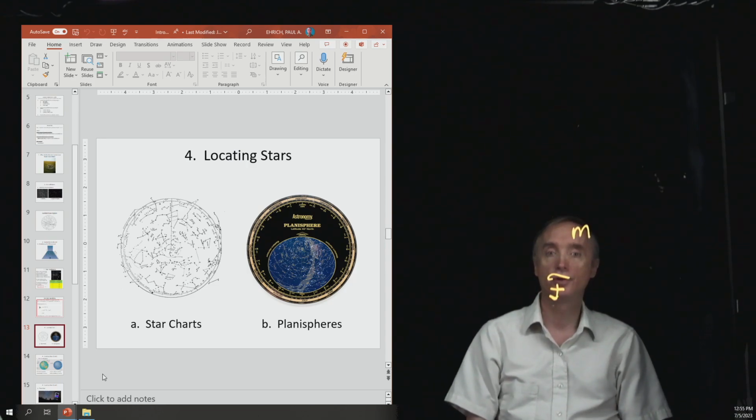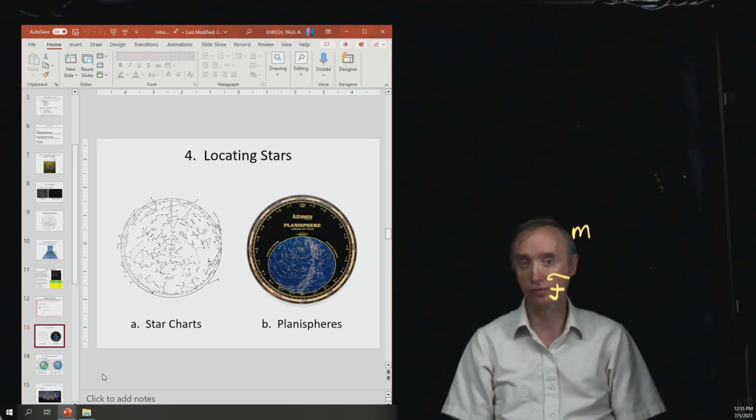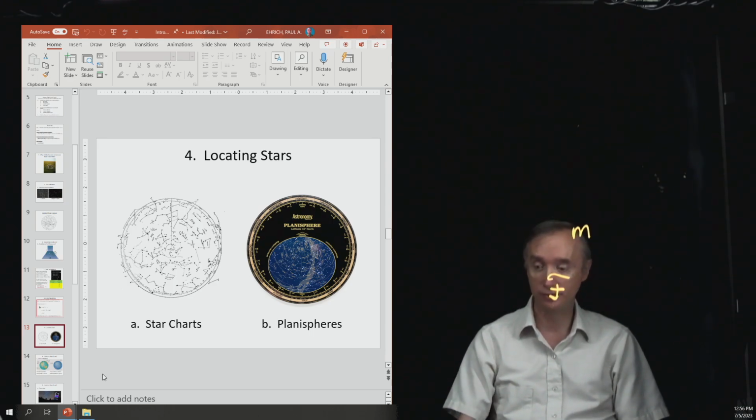You're not going to have to know how to locate stars with a star chart or with a planisphere for the lecture exam. You are going to need to know how to do it for the laboratory exam.